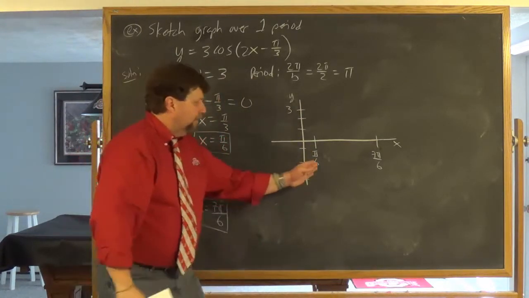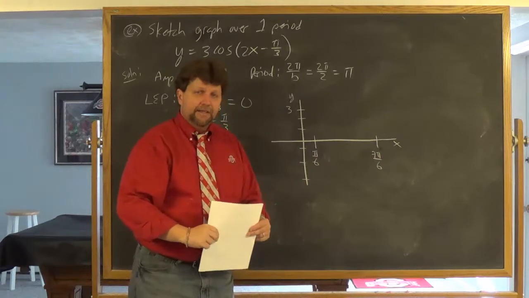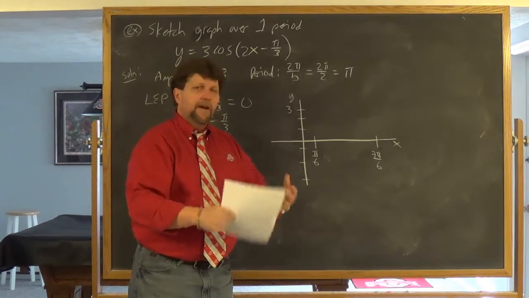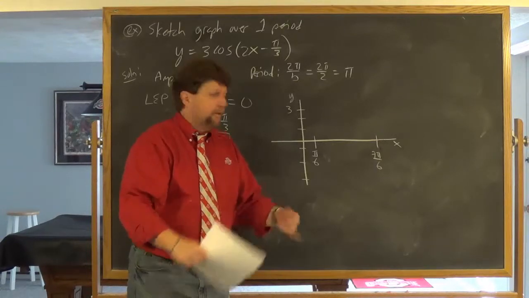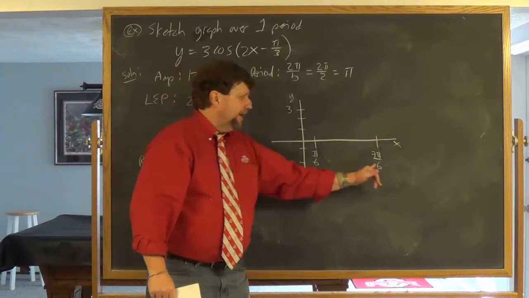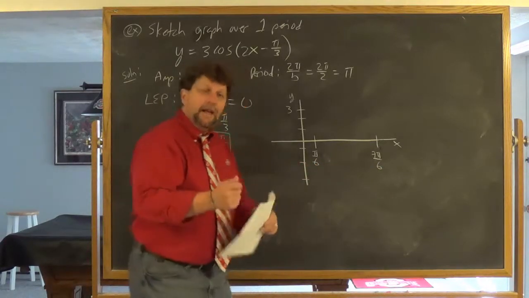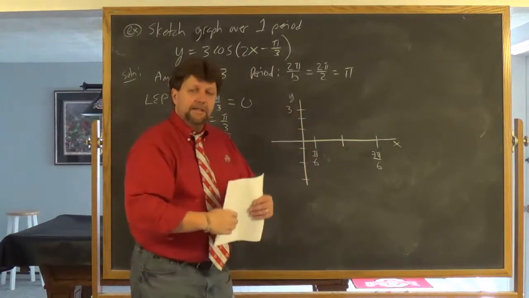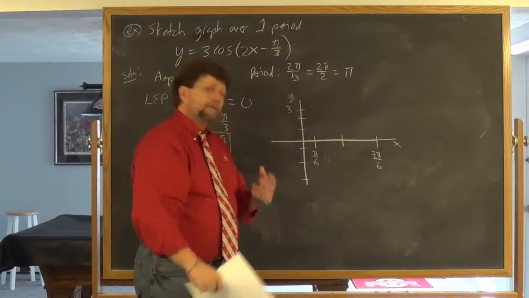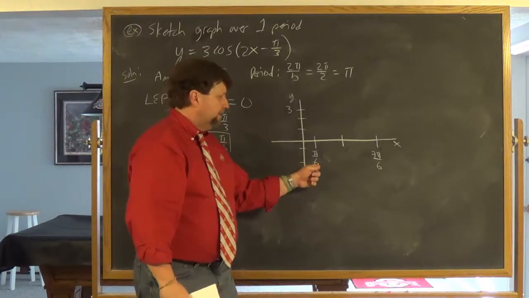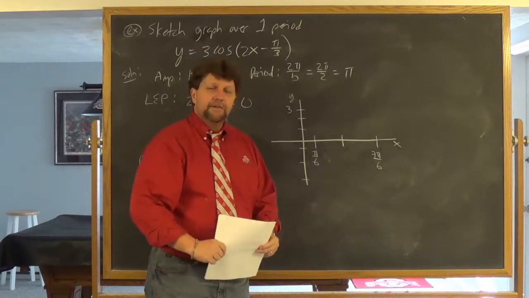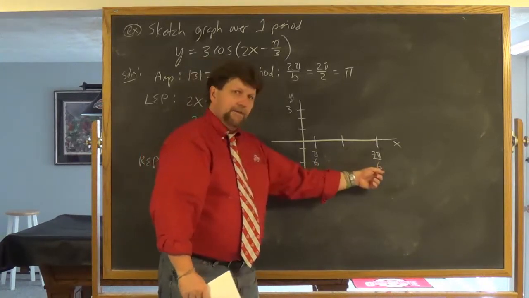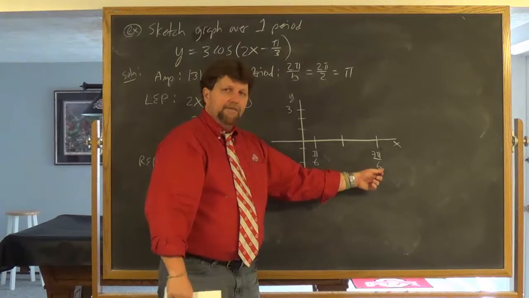Okay, now once I have my 1 period laid off on the x-axis, I go through the process of finding the 5 key points, the 5 quarter points. I have left endpoint, I have right endpoint. Next, I get the midpoint. And it's the same process that we've looked at already. Midpoint. It's halfway between pi over 6 and 7 pi over 6. How do I find the halfway point? Well, I add those together and take half of that.